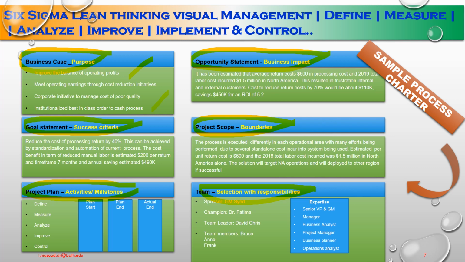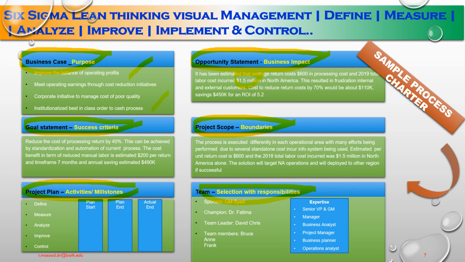It has been estimated that the average return cost $600 in processing cost in 2009, and the total labor cost incurred was $1.5 million in North America. This resulted in frustrations for internal and external customers. The cost to reduce returns cost by 70% would be about $110K, saving $450K for an ROI of $5.2 million. That is how the business case has the impact. And number 3, goal statement. What is the success criteria? Reduce the cost of processing returns by 40%. This can be achieved by standardization and automation of the current process. The cost benefit in terms of reduced manual labor is estimated at $200 per return, time frame 7 months, and annual saving estimated at $490K.